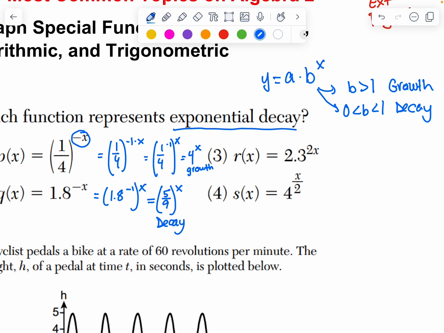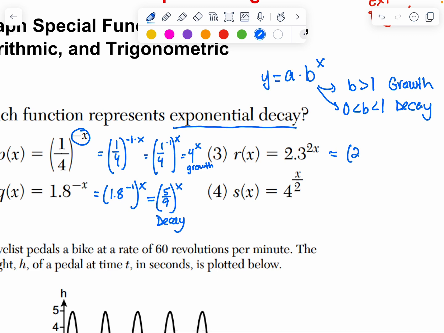In these two, we do not have a negative in our exponent. We can still split up the x from the numbers that it's attached to, but it is not going to switch positions like the negative does for us. So in this question, that's like taking 2.3 and raising it to the second power, which gives me 5.29 to the x power, which is greater than 1, so that will also be growth.